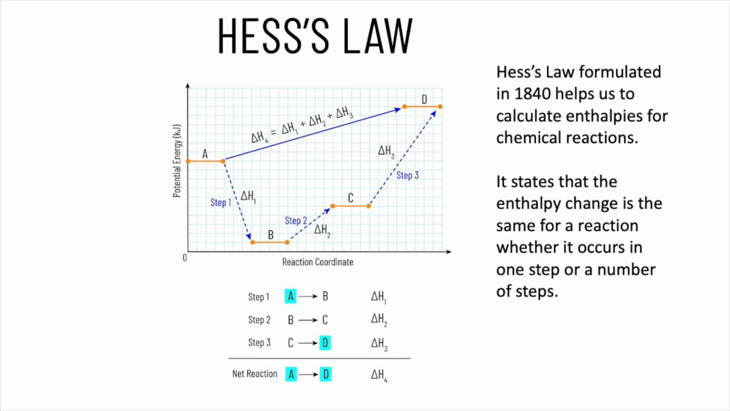And this is useful because it might be that the reaction converting A to D might be violent or too dangerous for us to carry out, or it might be over too quickly. So Hess's Law enables us to still find out the value of delta H4 without us having to complete this reaction.